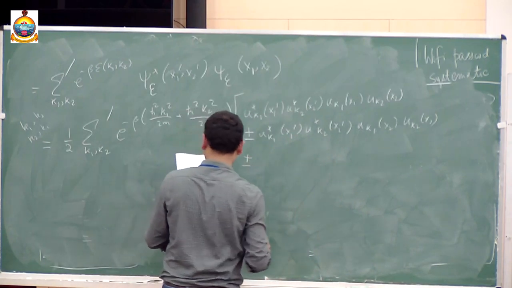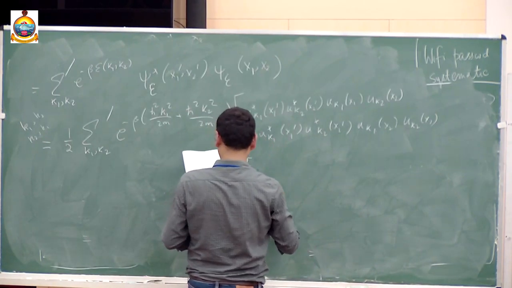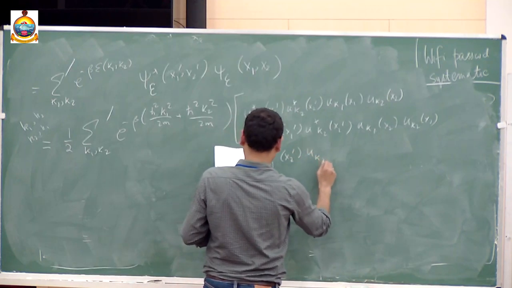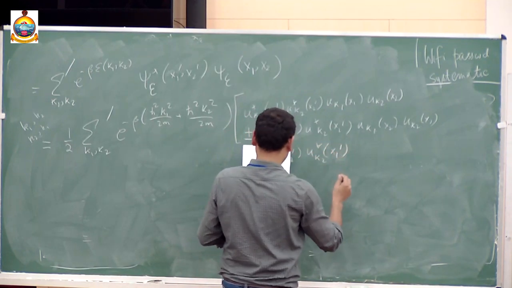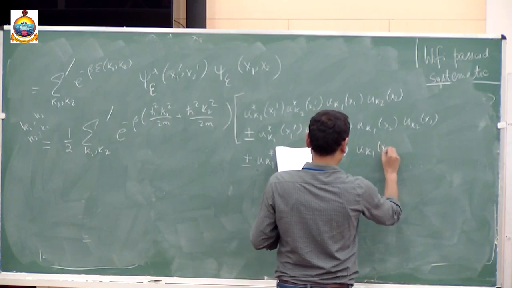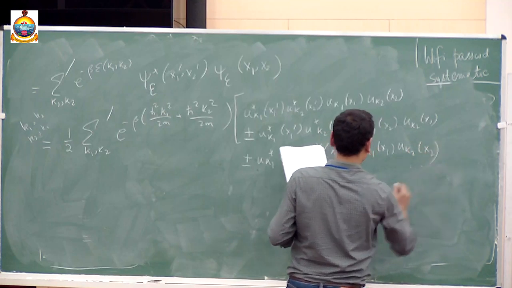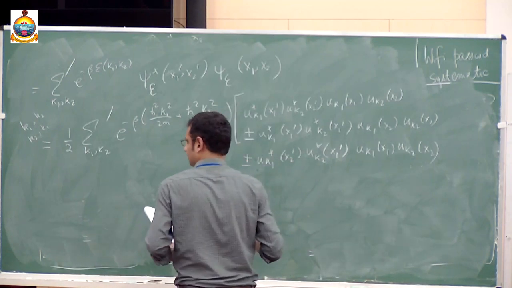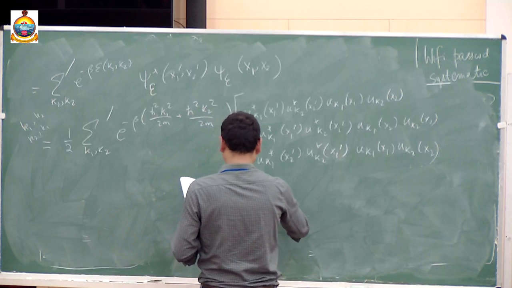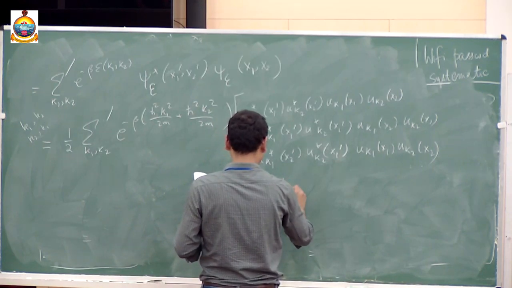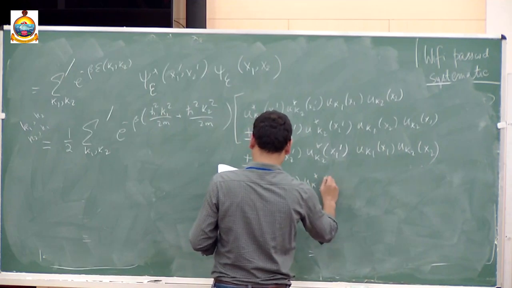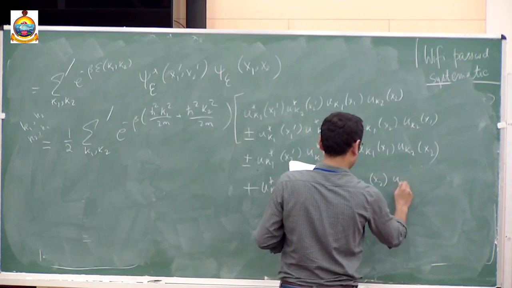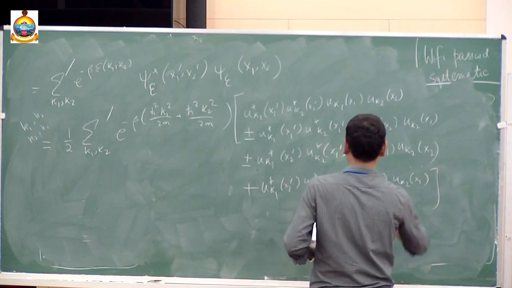Good. Then comes term 3. Again, plus sign for boson, minus sign for fermion. And the last term, which is plus both for bosons and fermions. So that's just... Good. So there are these four terms.